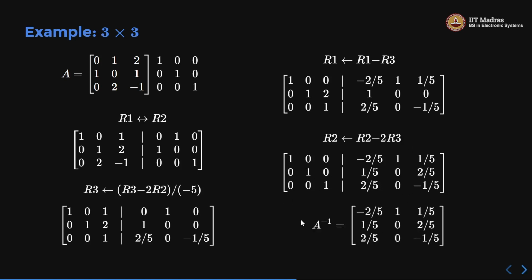I've got my inverse. So this is my inverse. You can check. So anytime you get an inverse, you should check A inverse times A. You should check that it becomes identity. You can check in this case also it's true. So it's a quick process.